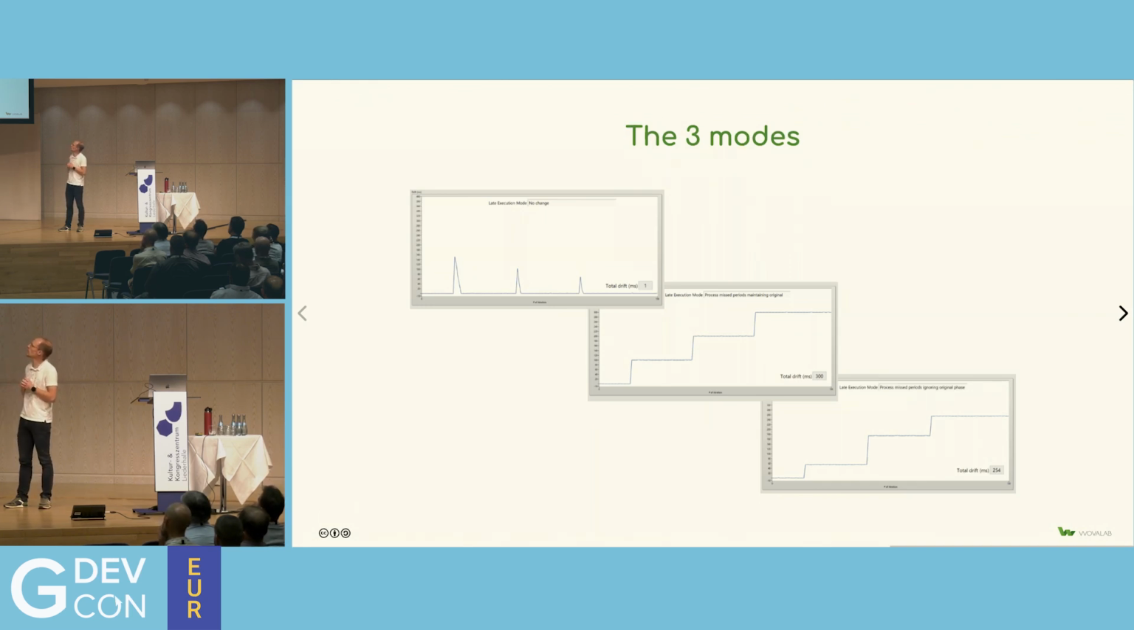On the first graph, we try to recover from any late execution to keep the drift close to 0 milliseconds. And on the last one, you have the same behavior as using the metronome function. So it's always a multiple of the period.